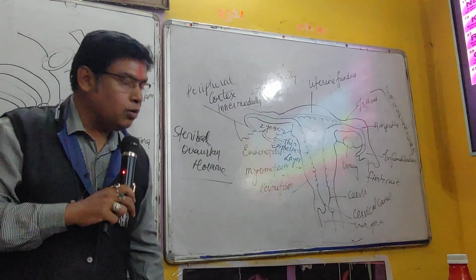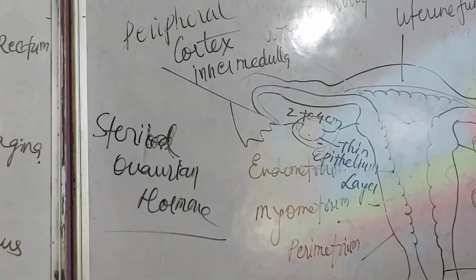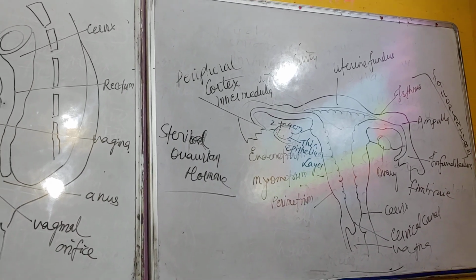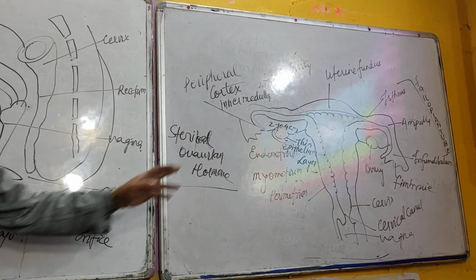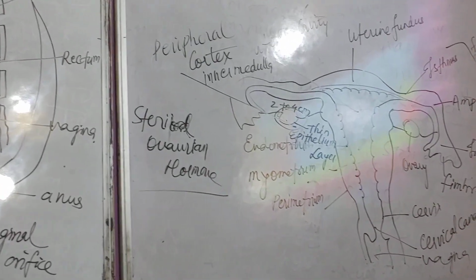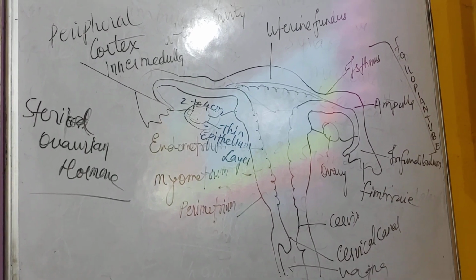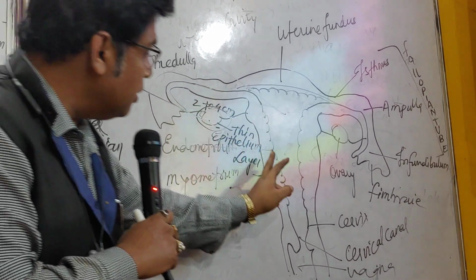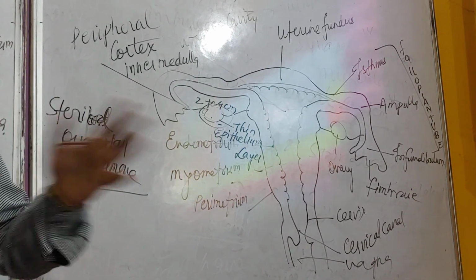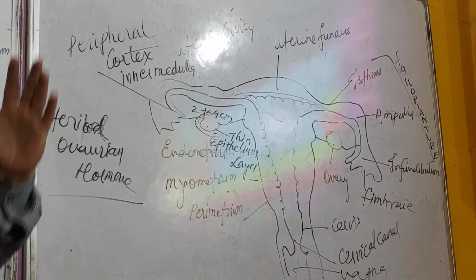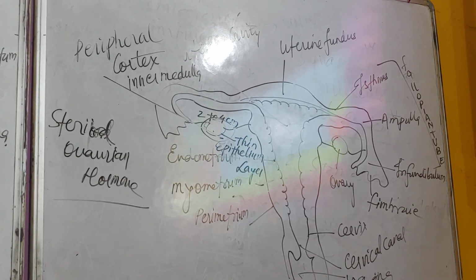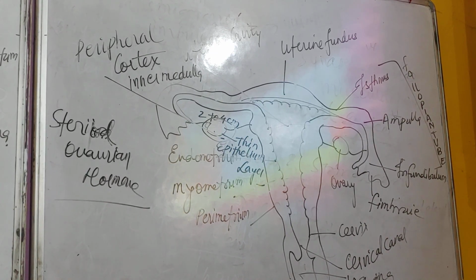Now we will move on to the oviducts, also known as the fallopian tubes. If you look here, you will find the oviduct, uterus and vagina. I repeat, the oviduct, the uterus and the vagina. These are the accessory ducts or accessory parts of the female reproductive system.